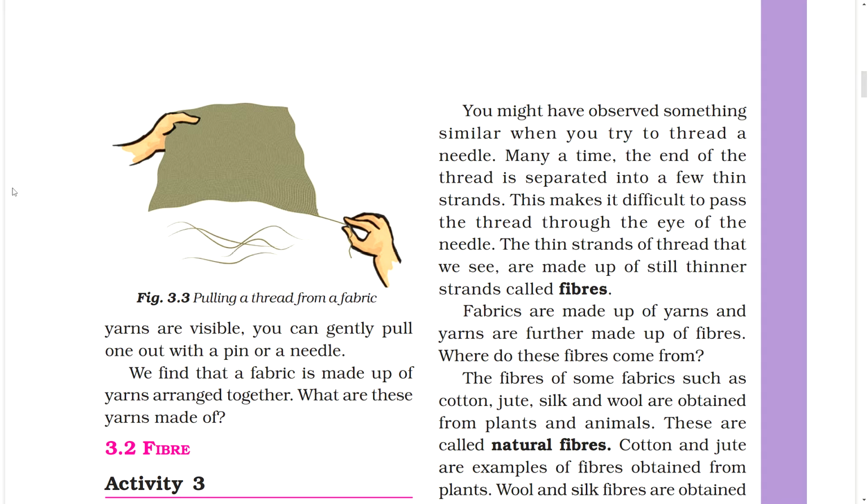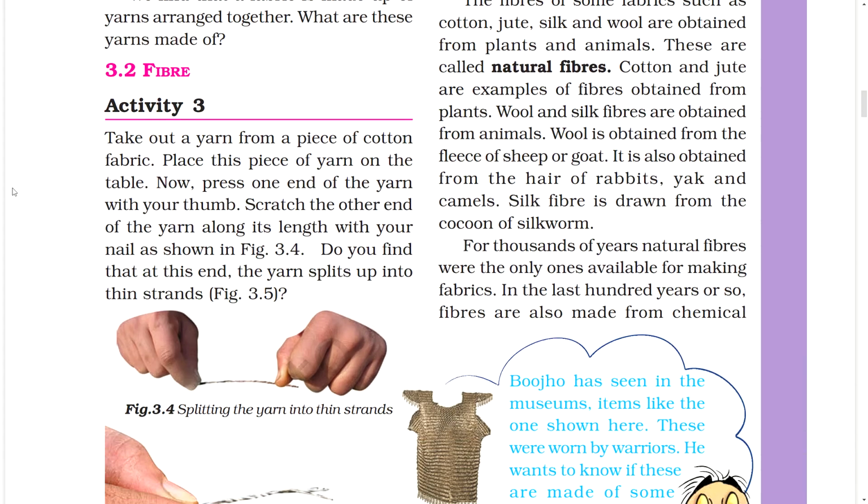The fibres of some fabrics such as cotton, jute, silk and wool are obtained from plants and animals. These are called natural fibres. Cotton and jute are examples of fibres obtained from plants. Wool and silk fibres are obtained from animals. Wool is obtained from the fleece of sheep or goat. It is also obtained from the hair of rabbit, yak and camel. Silk fibre is drawn from the cocoon of silkworm.